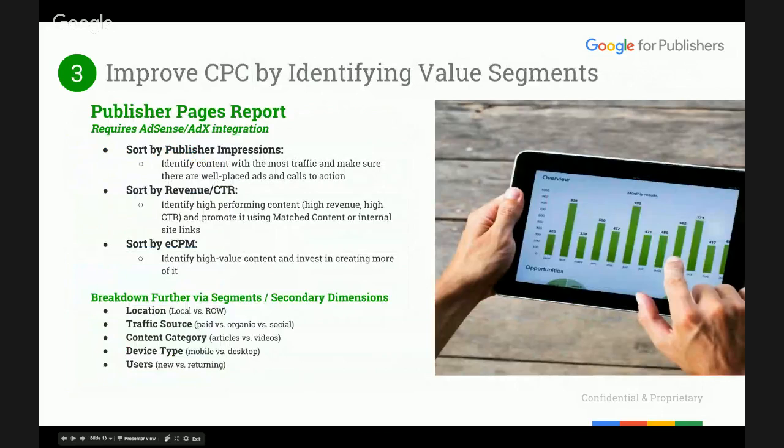So finally, the Publisher Pages report is, in my opinion, the best report ever. And we're going to use this report to improve the CPC by identifying high-value segments of your content. There is a small caveat in looking at the Publisher Pages report, and that is that you need to have your AdSense and your AdX hard-coded onto your site. So unfortunately, you can't leverage DFP tags because you would need to be using Analytics Premium. But if you do have AdSense or AdX hard-coded onto your site, you can then integrate your analytics with your AdSense account. And the Publisher Pages report shows the AdSense revenue metrics layered onto specific URLs.